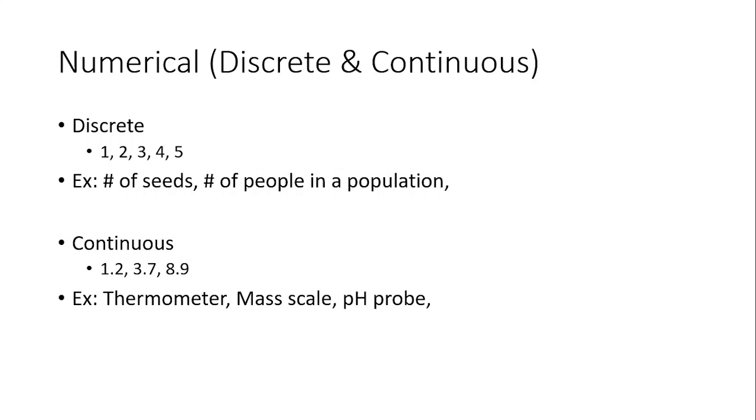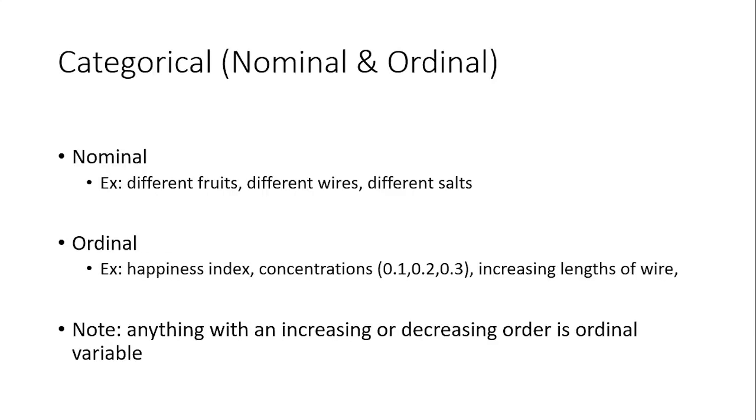So a thermometer, a mass scale, a pH probe would provide you with a continuous variable. Let's see the categorical ones. Categorical ones are nominal and ordinal. So nominal ones are like a name. You would have something's name on it. It's just words or values that you assign them with, that do not increase or decrease. So different fruits, those are nominal variables. Different types of wires that you're using, copper, gold, stuff like that. Those are categorical.